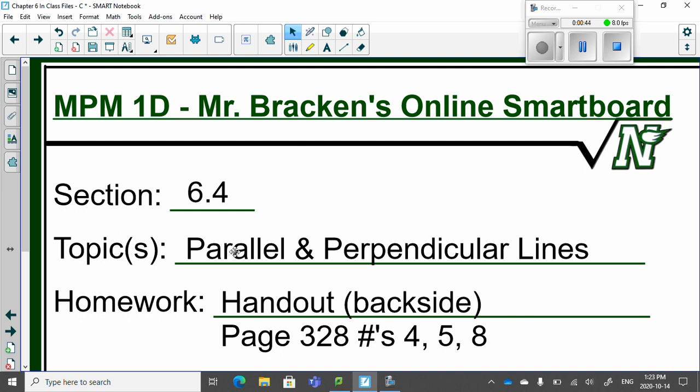So we're going to go through parallel and perpendicular, a little experiment. You'll have the back side of a handout to do. This is the one that some of you will be missing. And a couple of textbook questions, all dealing with parallel and perpendicular lines. So let's get into it here.